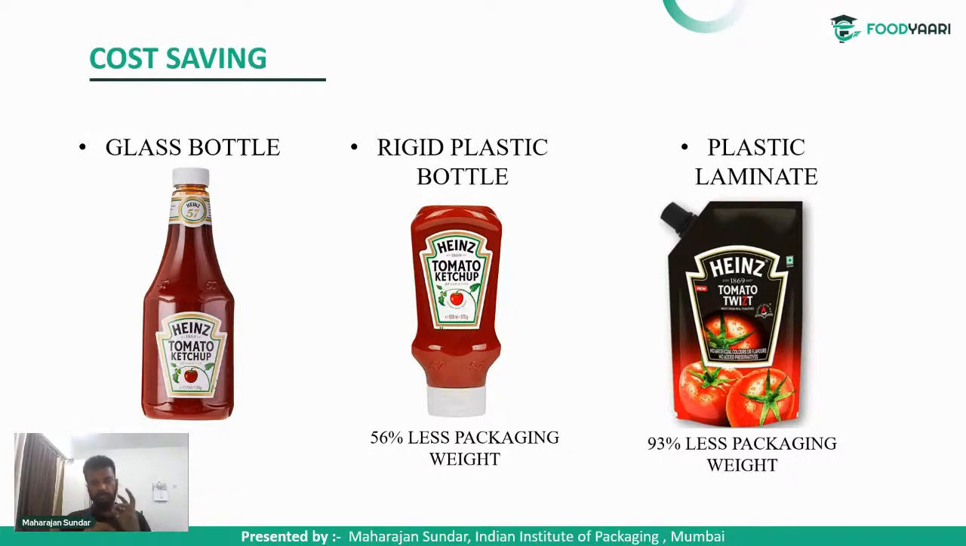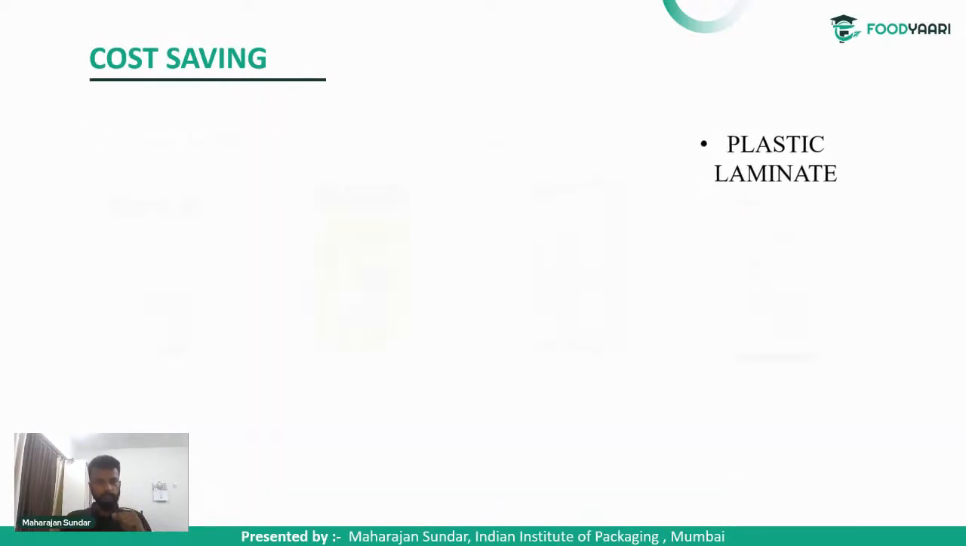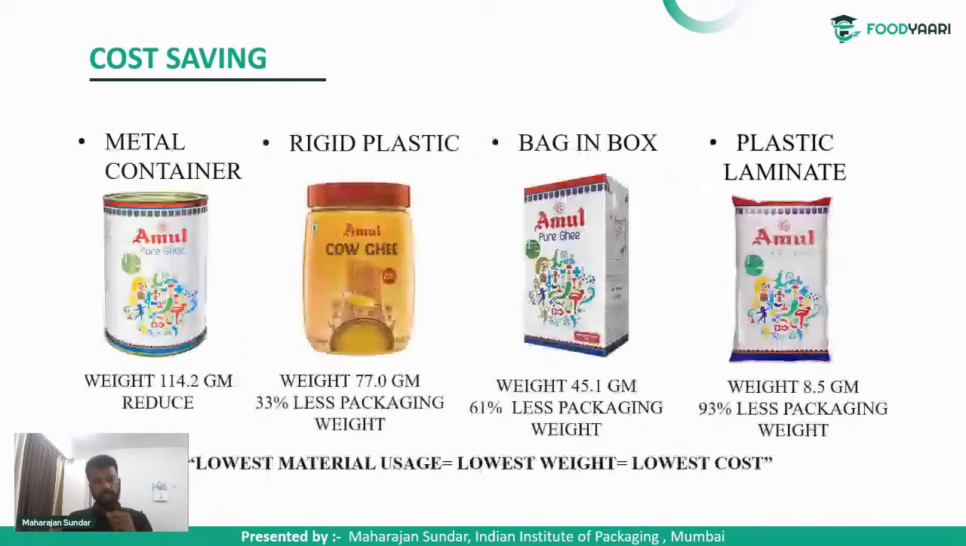Okay, then we started using plastic laminate. When compared to the rigid plastic bottle, plastic laminates weigh 93% less than the rigid plastic bottle, but it does the same work as the rigid plastic bottle. It holds the product inside and it is able to dispense the product, and we can reuse it a number of times under proper storage conditions. Then this is also seen in the market.